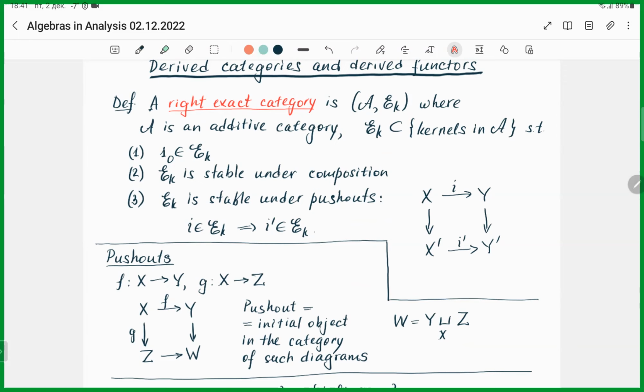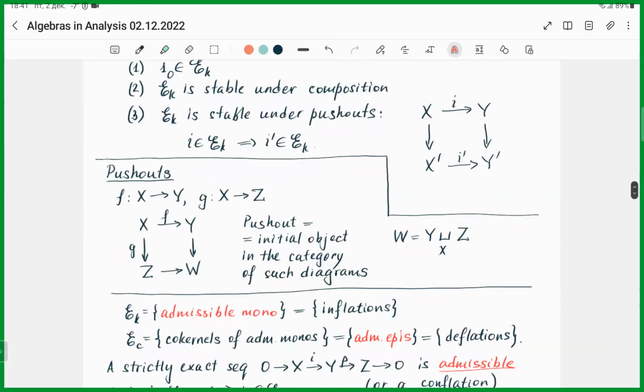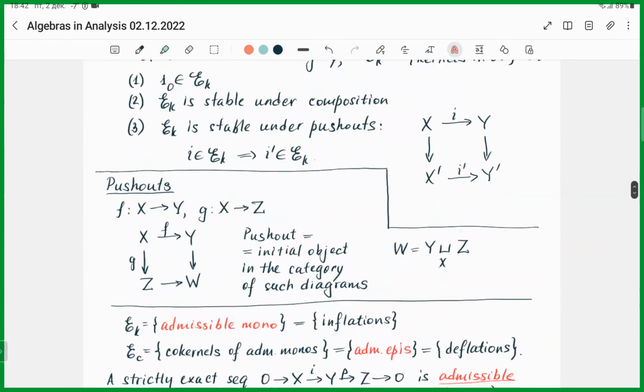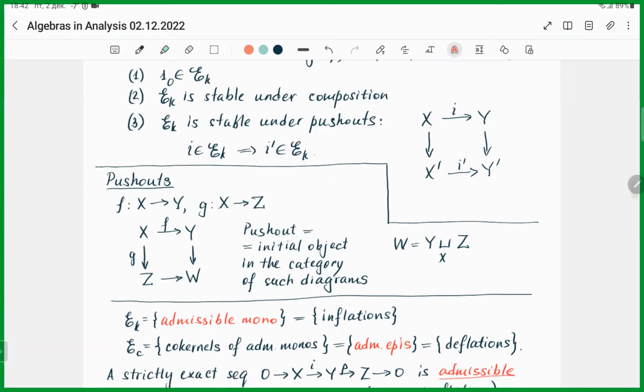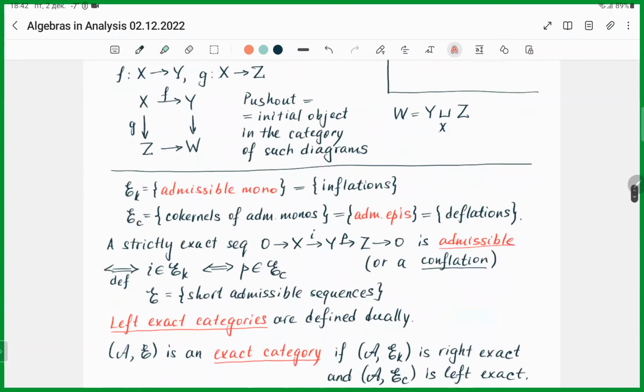Okay, so suppose now we have a right exact category. In this case, the morphisms belonging to our class of kernels are called admissible monomorphisms, or inflations in other terminology. And let's now consider the class of co-kernels of admissible monomorphisms. So the co-kernels of admissible monomorphisms are called admissible epimorphisms or deflations.